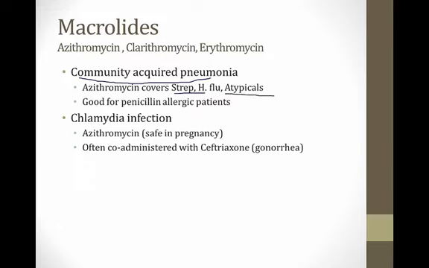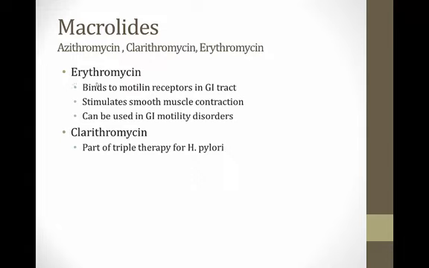They're also useful in patients who have a penicillin allergy and need coverage for pneumonia. They're used for chlamydia infection. Azithromycin is safe in pregnancy, so if someone has a chlamydia infection during pregnancy, you can give a macrolide. And these are often co-administered with ceftriaxone to treat gonorrhea because chlamydia and gonorrhea often co-infect, and the macrolides do not cover gonorrhea.